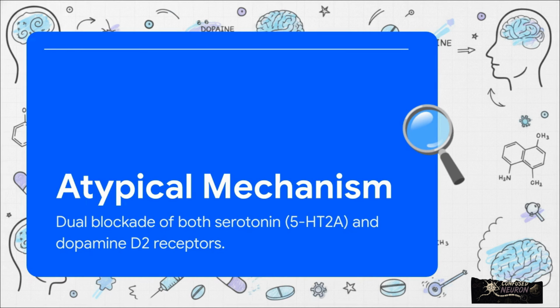And why does this matter? Well, because while first-generation drugs are great at fighting the positive symptoms, this dual action of the atypicals actually helps improve those really tricky negative symptoms too. It's essentially a pharmacological two-for-one deal.